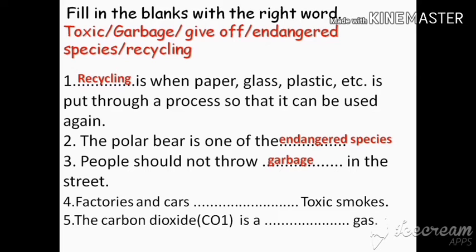And I would like just to remind you of something, is that when you are answering these types of exercises, you have to look for the key terms, right? So the key terms will help you find the appropriate word. Okay, so let's move on to number 4. So the correct answer here is give off. So the key terms that we have here are factories, cars, and toxic smokes.